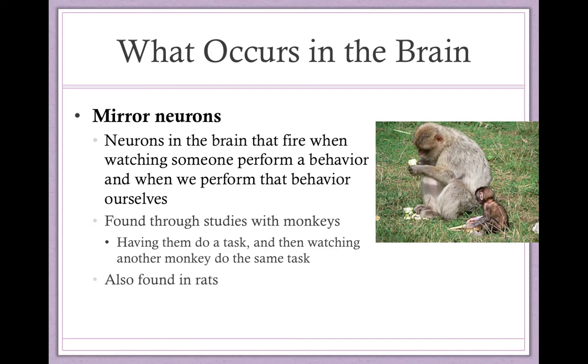This has also been found in rats. This is primarily with fear conditioning studies. If a rat watches another rat getting shocked, they will have similar reactions to if they're getting shocked themselves. So does this mean that we have found the empathy part of our brain? Are these neurons responsible for empathy?